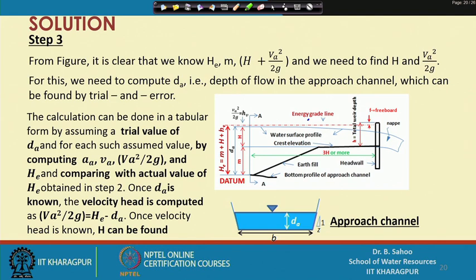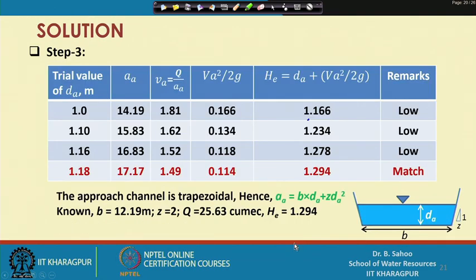You will see in this figure, the bottom figure, the approach channel is a trapezoidal type of channel and the depth of water is dA, where dA is equal to m plus capital H, and small b is the bottom width and the side slope is z to 1. So, for this solution you can see this table. For different trial values we have taken a starting value dA equal to 1, then we are getting A, Va and finally we get the value of He, that is 1.166.